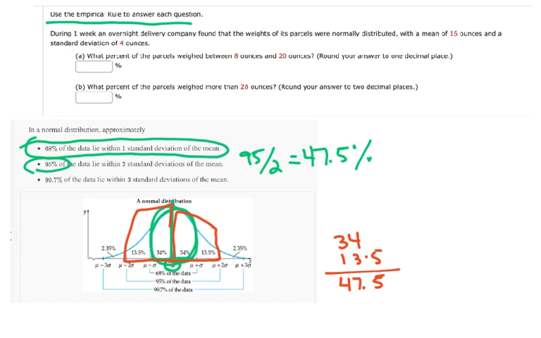And then, look what it says, 99.7% of the data lies within 3 standard deviations. So only a tiny 0.3% lies right here in the tails, okay? So let's keep this in mind while we attempt to solve this problem.